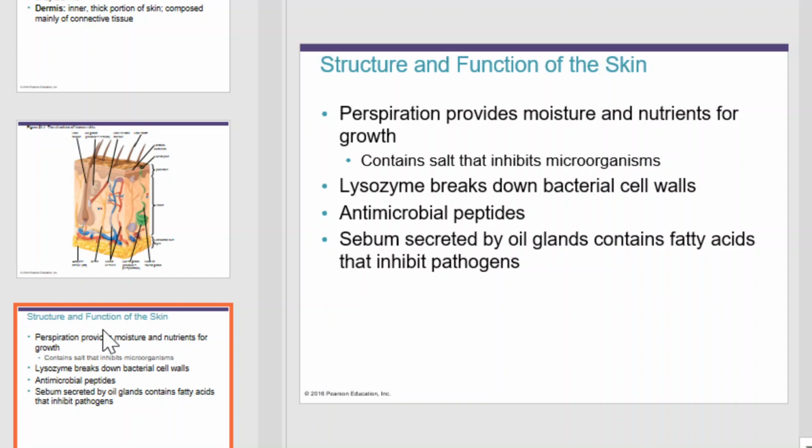For any other organism, the salt in perspiration actually inhibits their growth. Perspiration can also contain lysozymes and antimicrobial peptides. Sebum is secreted by oil glands and it contains fatty acids that inhibit pathogens.